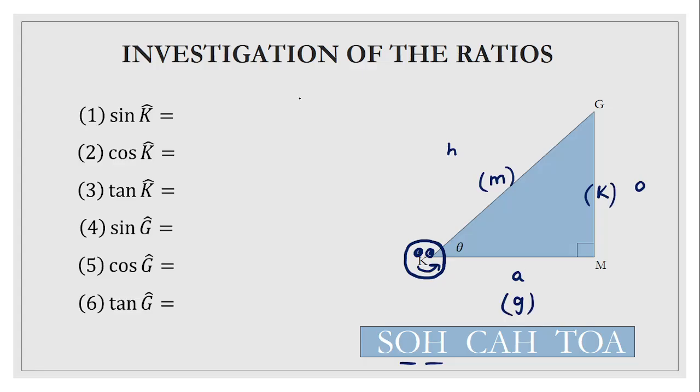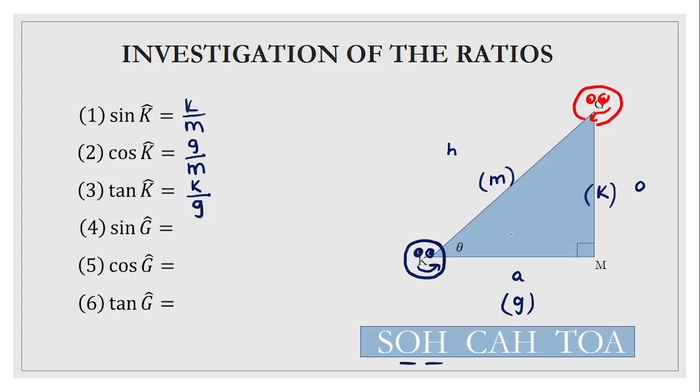And that's how we can see that. So sine K is going to be k over m, and cos is g over m, adjacent over hypotenuse, tan is k over g. Now let's look from angle G. So now we're going to look from here. Let's draw our crazy odd man. We're going to look from here.